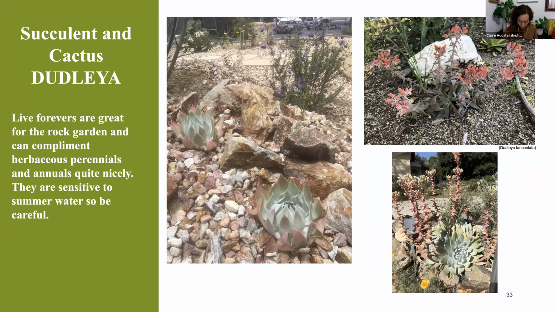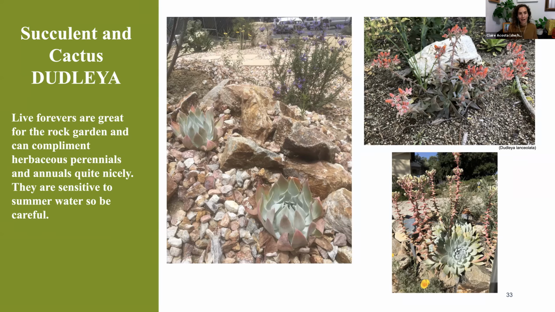Dudleyas, live forevers, these are great for good drainage zones. They like rock mulch. You can see all of these have a rock feature going on, or you can see the ones on the left-hand side are a little bit higher on the landscape than the others because they want good drainage. They really, really don't want their feet wet.